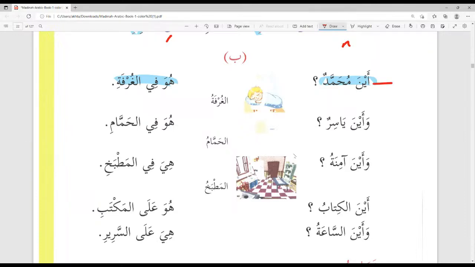نعم. So أين means where. So we say أين محمد, where is Muhammad? We can use that on any name: أين فاطمة, أين محمد, أين خديجة. And then the answer, Talha, he says هو في الغرفة. نعم. Talha, why does الغرفة end with a kasra? Because there is a fi before the word.